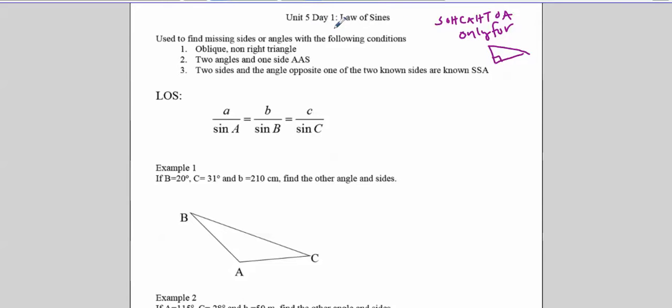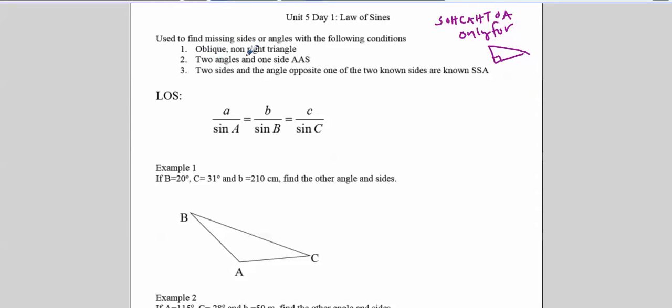The law of sines is the most straightforward. You can peek ahead and see how simple it is. But let's see when you would use the law of sines. You would use the law of sines if your triangle is not a right triangle. We can also call that an oblique triangle.